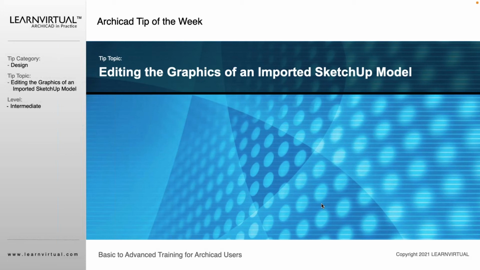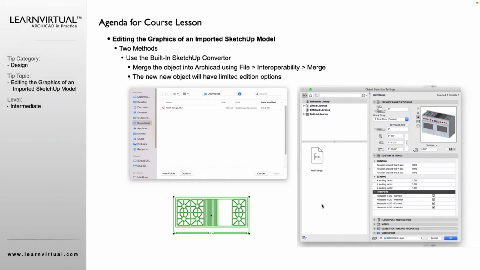Our tip of the week here today is how to edit the graphics of an imported SketchUp model. And I'm going to talk about two different ways. First is using the built-in SketchUp converter. So when you bring that SketchUp file into ArchiCAD, as I talked about earlier, you simply go to import or merge in a SketchUp file by going to File, Interoperability, and Merge.